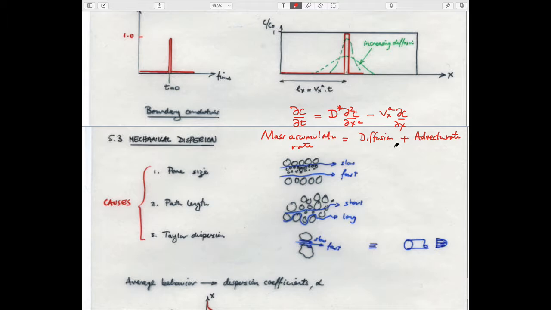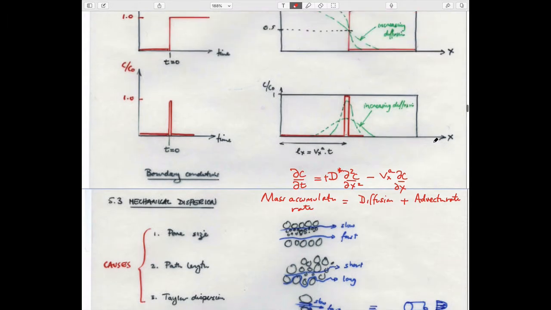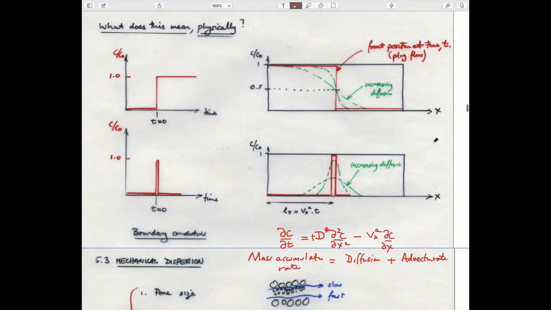Seems strange that we add the terms together, because this is a positive sign here and this is a negative sign here. But in terms of what it physically means, it's the mass that accumulates due to being diffused in the system and being advected in the system. That's not particularly important, but it helps to understand physically what these expressions represent.